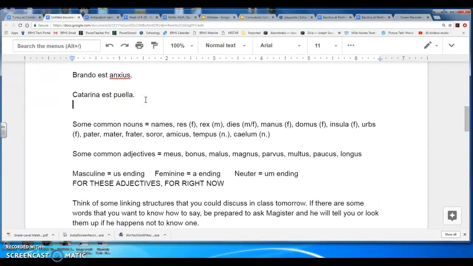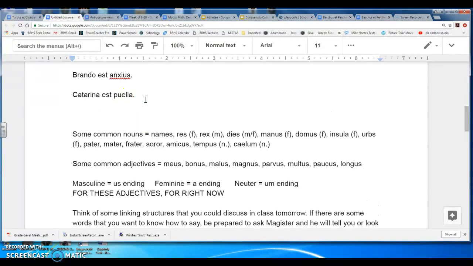Okay, here's something that I see a lot, and we have to get rid of this in our mindset. We could say Katerina est puellam, because you think that after a verb it's always puellam, that would be the accusative case. But don't get that confused. Right now we're only talking about that nominative case.